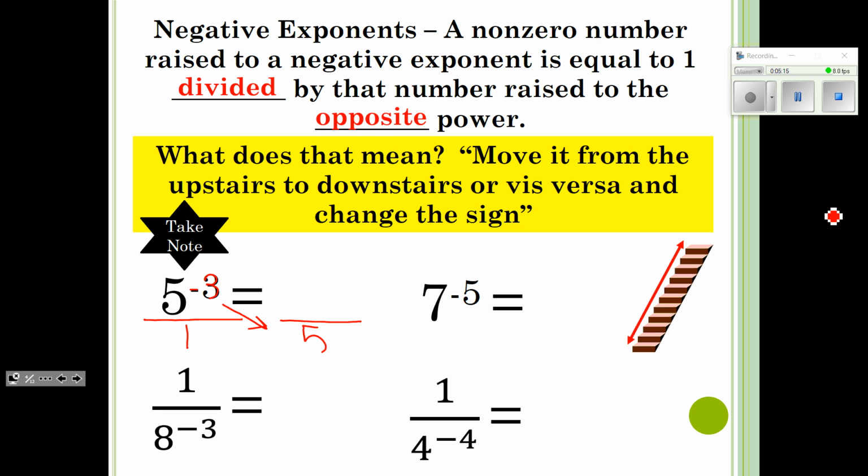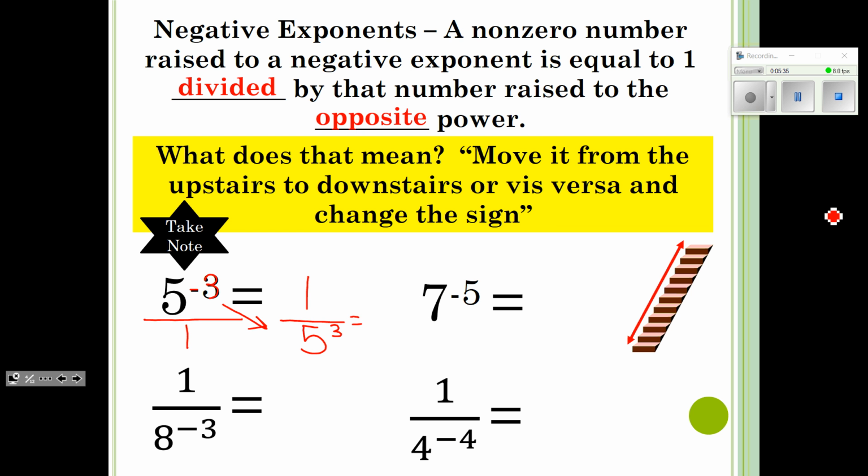When we do that, the base stays the same, and the exponent changes from a negative to a positive 3. Now, when you have something in the denominator downstairs, you have to have a number upstairs in the numerator, so we put the 1. Now we can go one step further. Now we can ask ourselves, can we evaluate this?